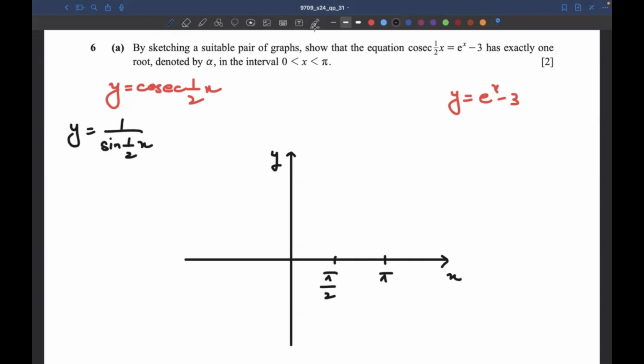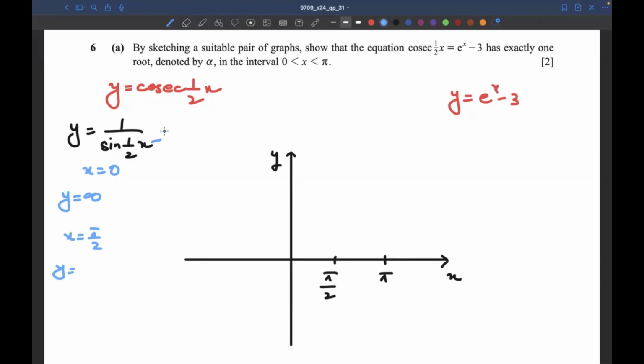And now we can assume values of x. The first value of x we can assume is x equals 0. We know that sine 0 is 0, so 1 upon 0 will become infinity. So when x is 0, y will be infinity. The next value of x we can take is pi upon 2. So x is equal to pi by 2, and we'll get y is equal to 1 upon sine of, in place of x, we'll write pi by 2.